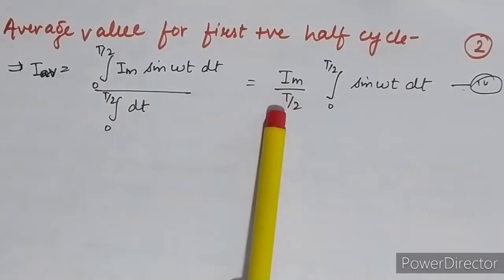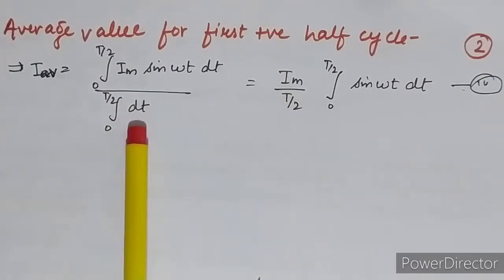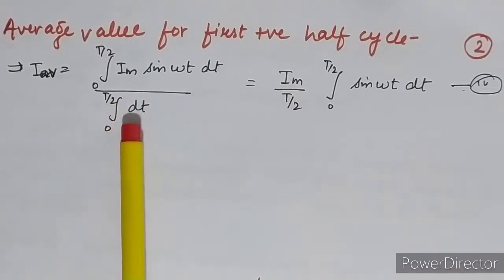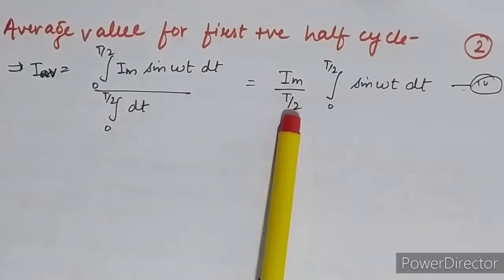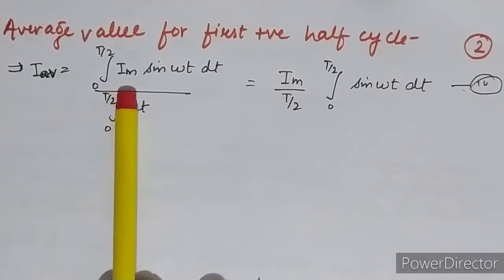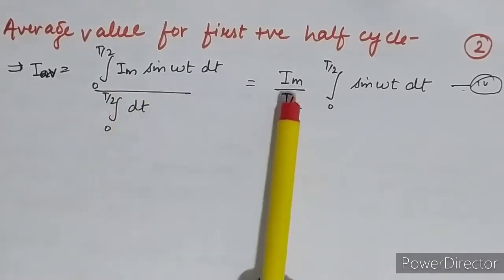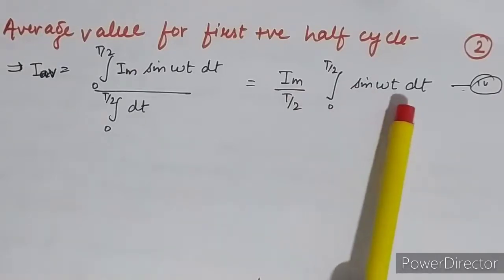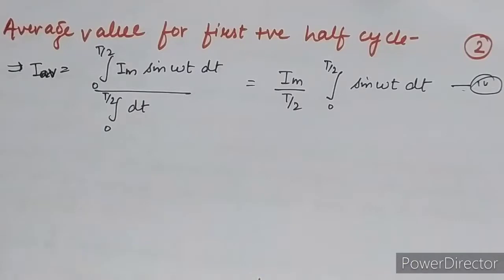The integration of dt is t, putting the limit 0 to T by 2: final minus initial, T by 2 minus 0, so T by 2 remains. Im is your peak value, the maximum value, a constant term, so it comes ahead. So Im upon T by 2, integrating 0 to T by 2 sin omega t dt. Now you have to integrate this. I hope you all have solved this derivation for the half cycle. If you are facing doubt, I am solving it here, so you may check it. Clear?